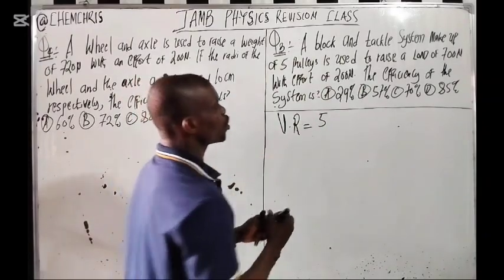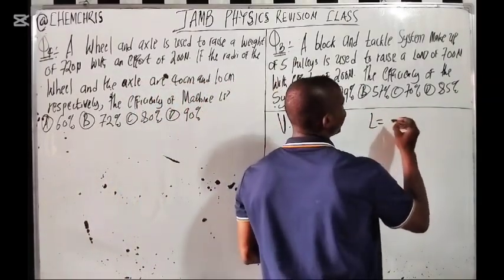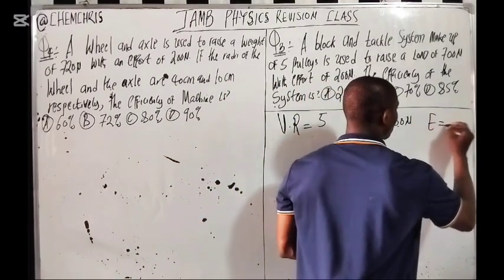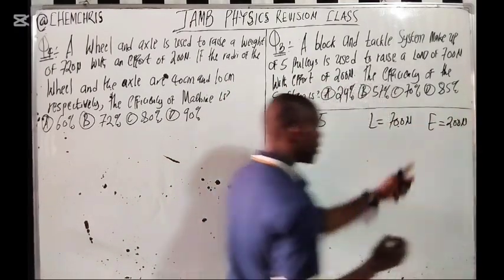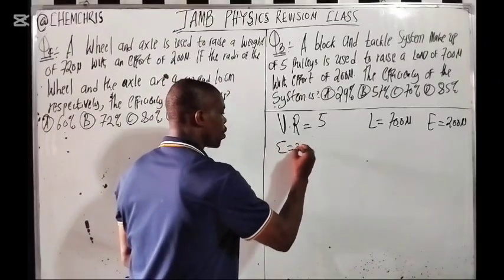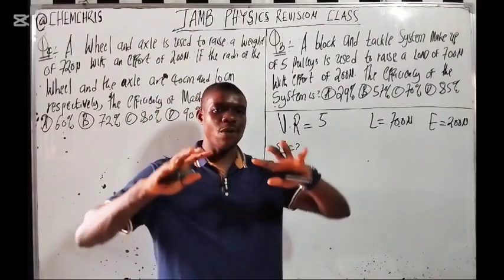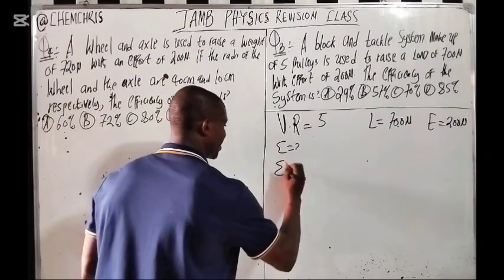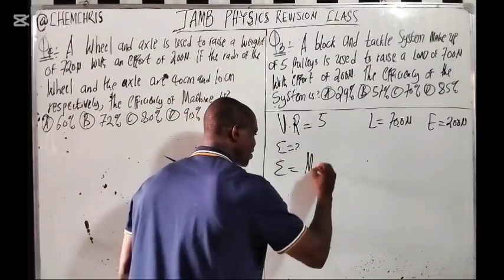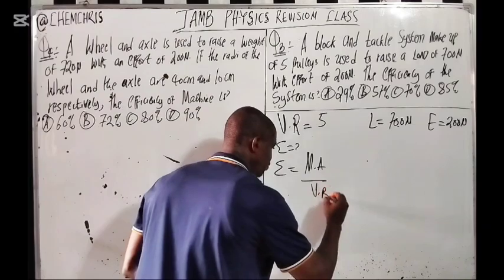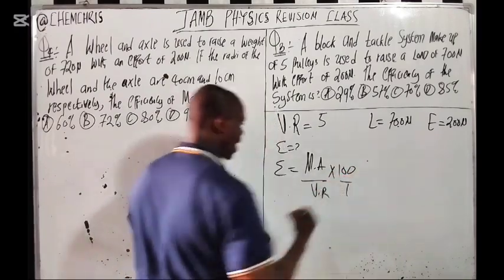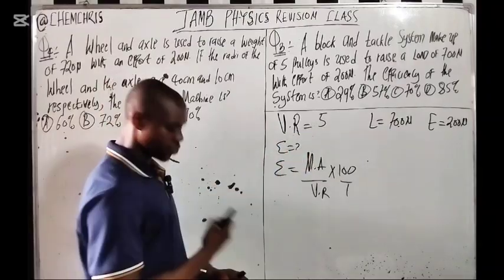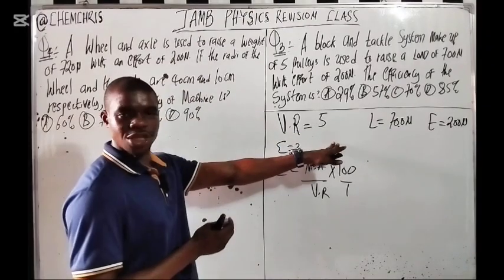If you check it very well, they gave us loads. My load is 700 Newton. My effort is 200 Newton. Now they say calculate the efficiency of the machine. The efficiency of a machine is equal to the mechanical advantage over the velocity ratio, times 100 over 1. My velocity ratio has already been given to us here.